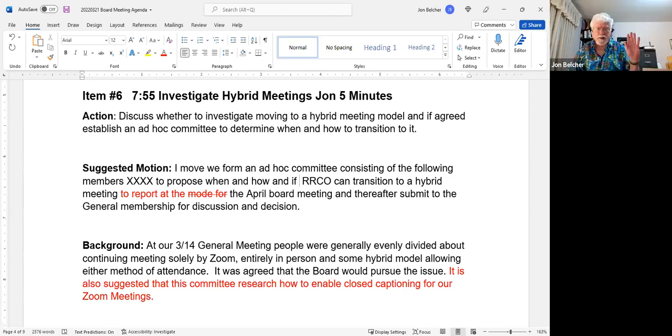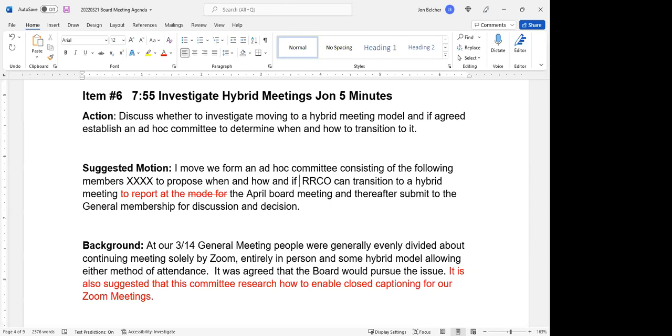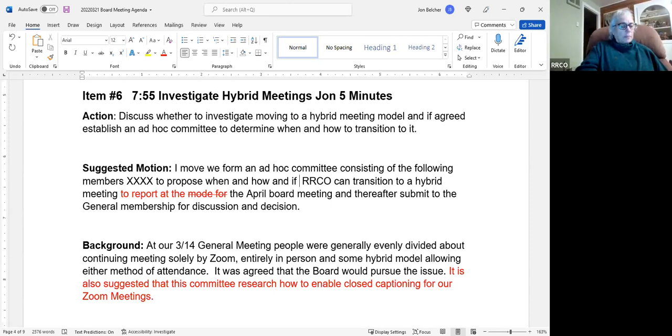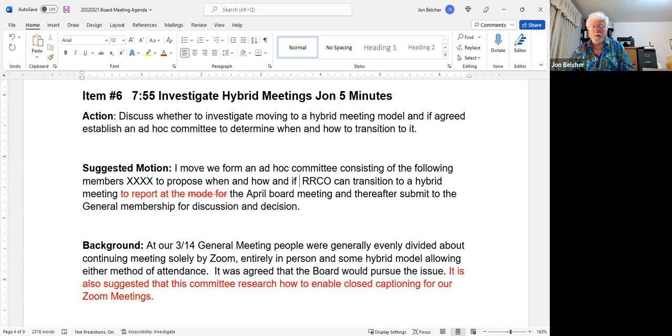I don't think we have that ruled in. We haven't said the chair is not a voting member. Okay, I'll look into that. Okay, that's a unanimous vote. So now comes the fun part. Who wants to be on this committee?